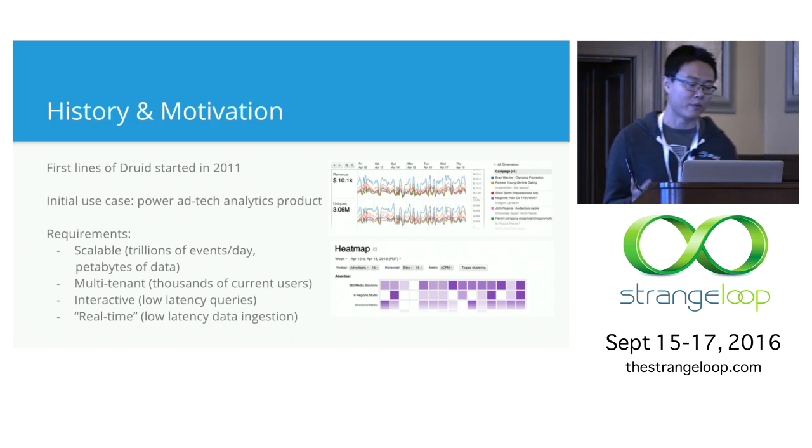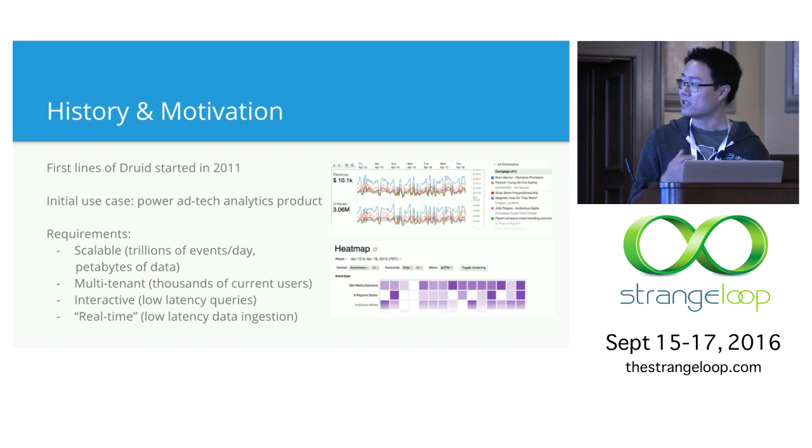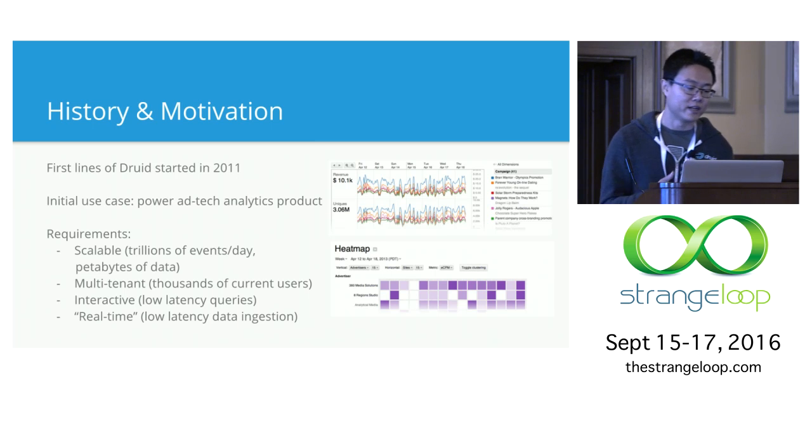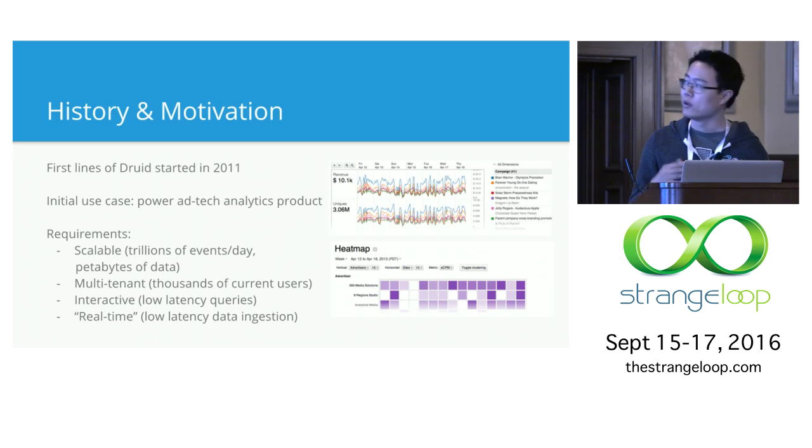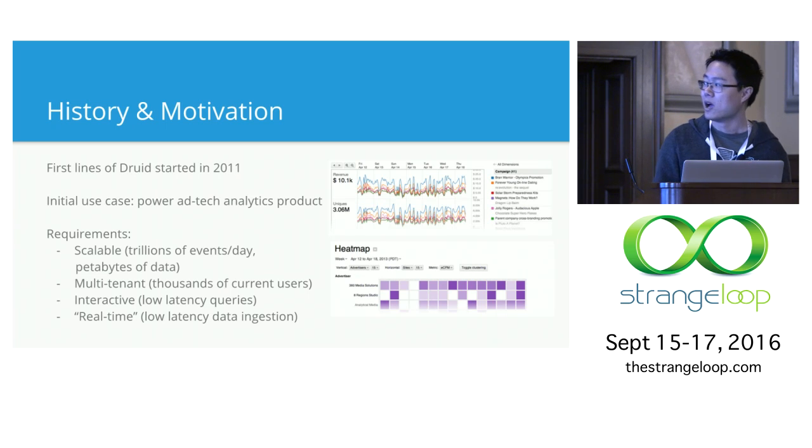And the main requirements of the project at that time, and some of these requirements definitely hold true today, is that we needed a very scalable backend. So if you're familiar with online advertising at all, that space can generate a tremendous volume of data. We're talking about hundreds of billions of events or even trillions of events per day. So this is like petabytes of events per day.